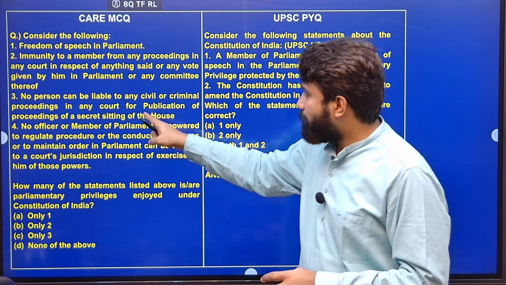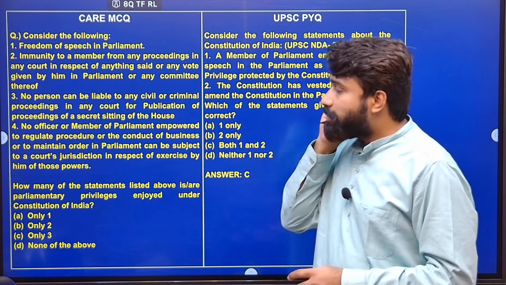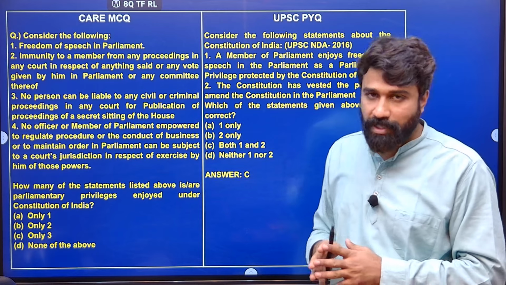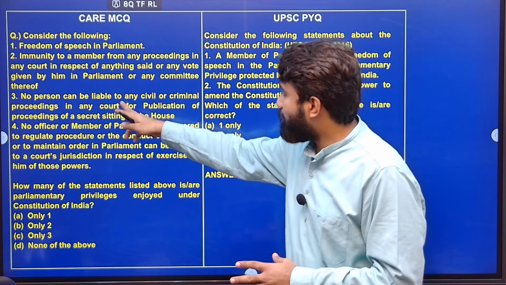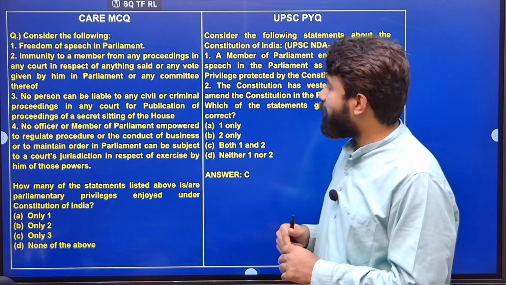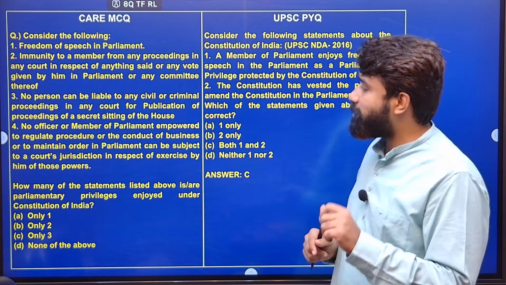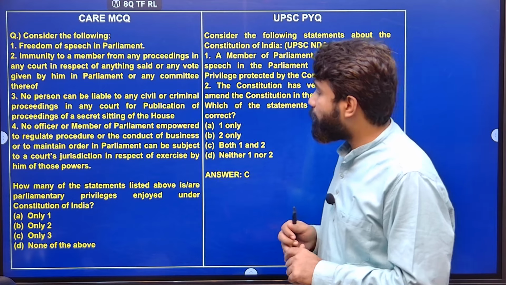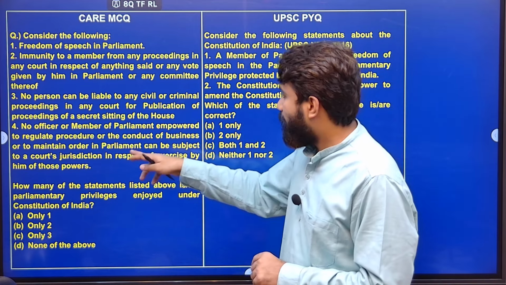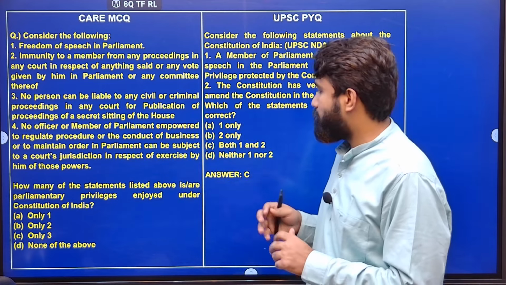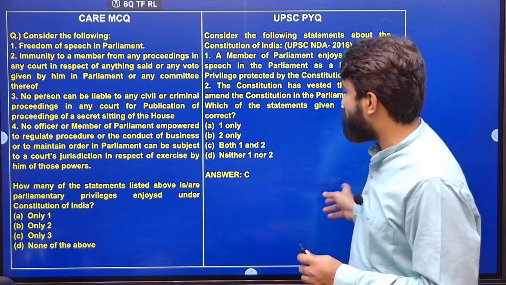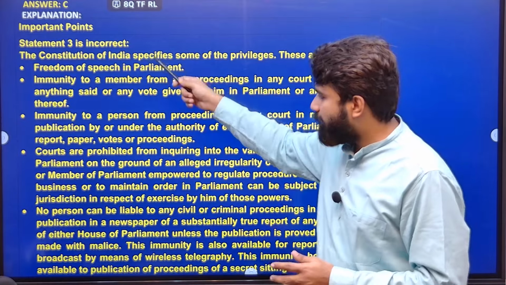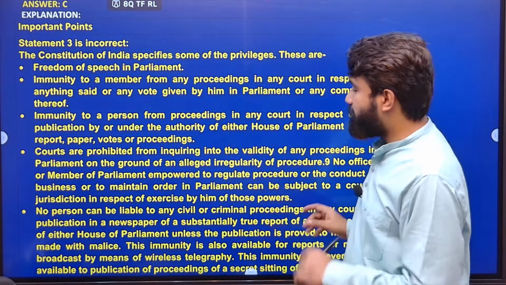One more important thing here: secret sittings of the house. The publication related to secret sittings of the house must be maintained confidentially. So, the statement that no person can be liable to any civil or criminal proceedings in any court for publication of proceedings of a secret sitting is not a right statement. No officer or member of parliament empowered to regulate procedure or the conduct of business or to maintain order in the parliament can be subject to a court's jurisdiction in respect of the exercise of this power. Coming to it, statement 3 is incorrect and the other statements are correct, as already mentioned.